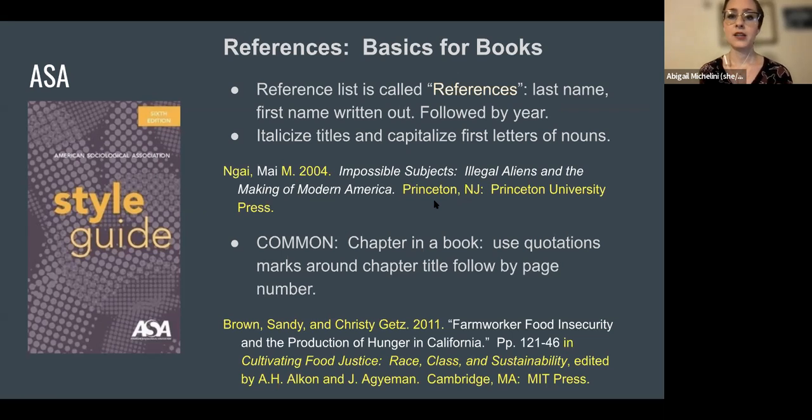For a chapter in a book, you're going to use quotations around the chapter title, followed by the page number. So if you're citing one chapter of a book written by multiple people, which happens a lot because specialists in different areas write the different chapters and then they put together an anthology or a book on a bigger subject, but they have different subspecialties in it.